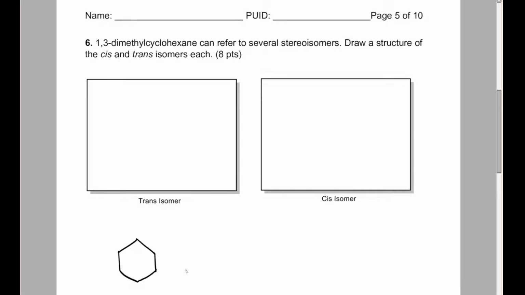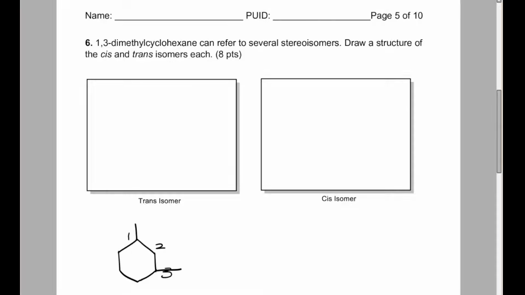And there are 2 methyl groups indicated by the dimethyl, and they are at positions 1 and 3. And it doesn't really matter where you place these, but you just need to place them 2 carbons apart, or 1 carbon apart actually. So let's see, if you start naming from over here, this carbon is carbon 1, this is 2, and this is 3. So you can place a methyl group here and a methyl group here. So that's our molecule. So now we can draw out the trans isomer and the cis isomer.